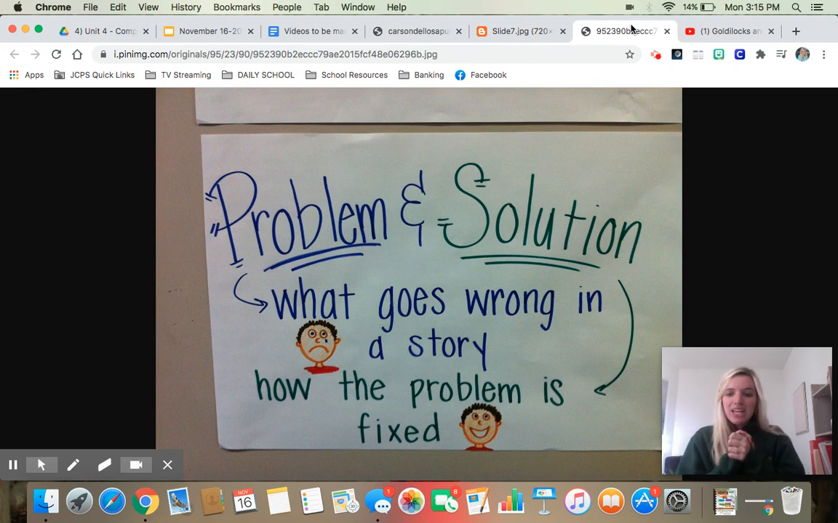And then the last thing we have talked about is what's called the problem. So the problem is what goes wrong in a story. And then at the end, we get the solution. The solution is how the problem is fixed. So a problem, you're probably going to have a sad face like this. And a solution, you're going to be happy that the problem was fixed.